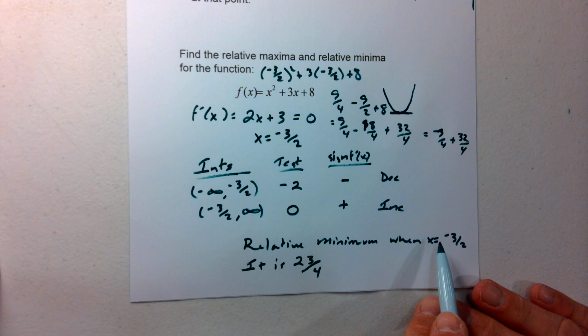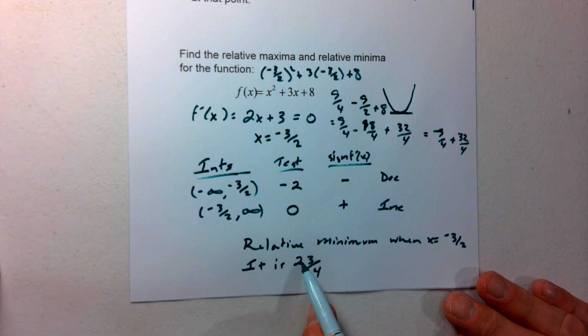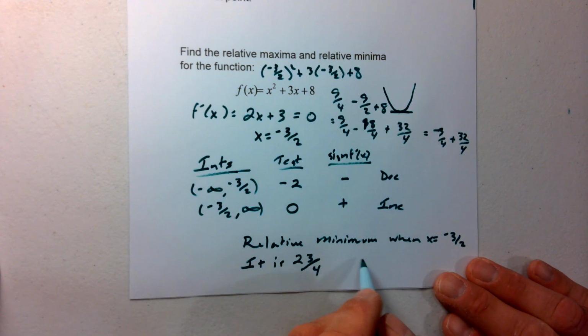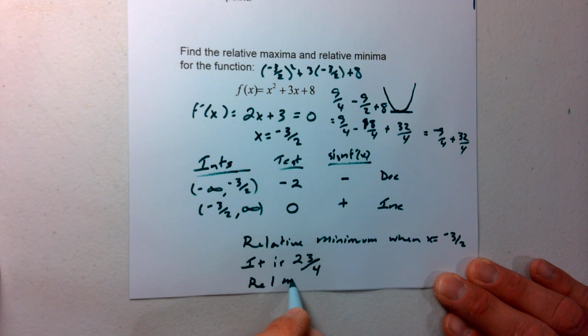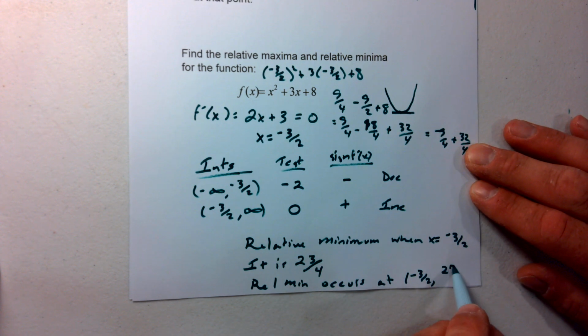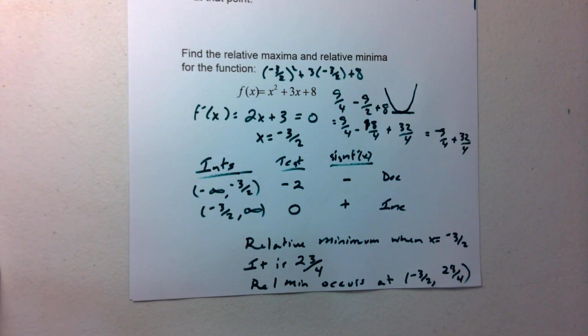So I have a relative minimum when x equals negative 3 halves. It is 23/4. So there's my x value, there's my y value. Or I could say the relative minimum occurs at the point negative 3 halves and 23/4, sorry. So a lot of different things that we can ask and that you should be able to come up with at this point in time. So relative minimum when x equals negative 3 halves. The relative minimum is 23/4. It occurs at that point.